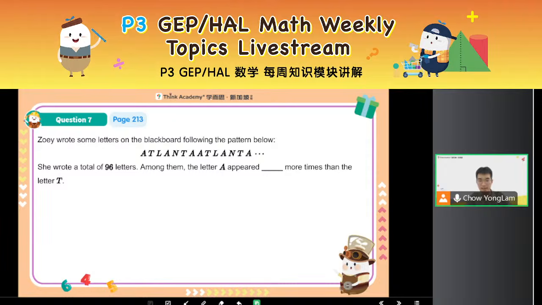Okay. Now, this question says, Zoe wrote some letters on the blackboard following the pattern. Okay, it's called Atlanta, Atlanta, Atlanta. Very obviously, can you see the pattern over here? Atlanta, right? It keeps on repeating Atlanta, Atlanta, Atlanta. So there are 7 letters in a group, right? So she wrote a total of 96 letters. Okay, so what do you think I need to do first? Right, Atlanta, 7 letters. Hey, spelling, don't spell the wrong number of letters.